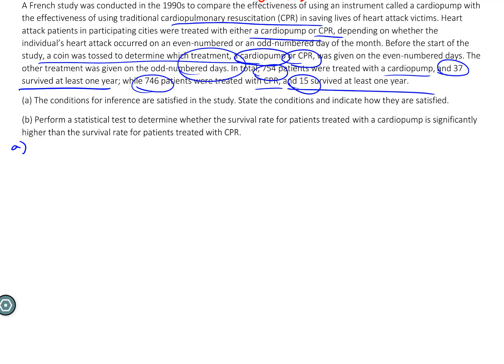Now, before I get started with anything, I want to read through what my instructions are. So here for part A, we want to check our conditions for inference, make sure that they're satisfied, and indicate that they are satisfied. And then we're going to perform a statistical test to determine if the survival rate for patients treated with a cardiopump is significantly higher than the survival rate for patients treated with CPR. So what we want to know is, is the cardiopump greater than the CPR?